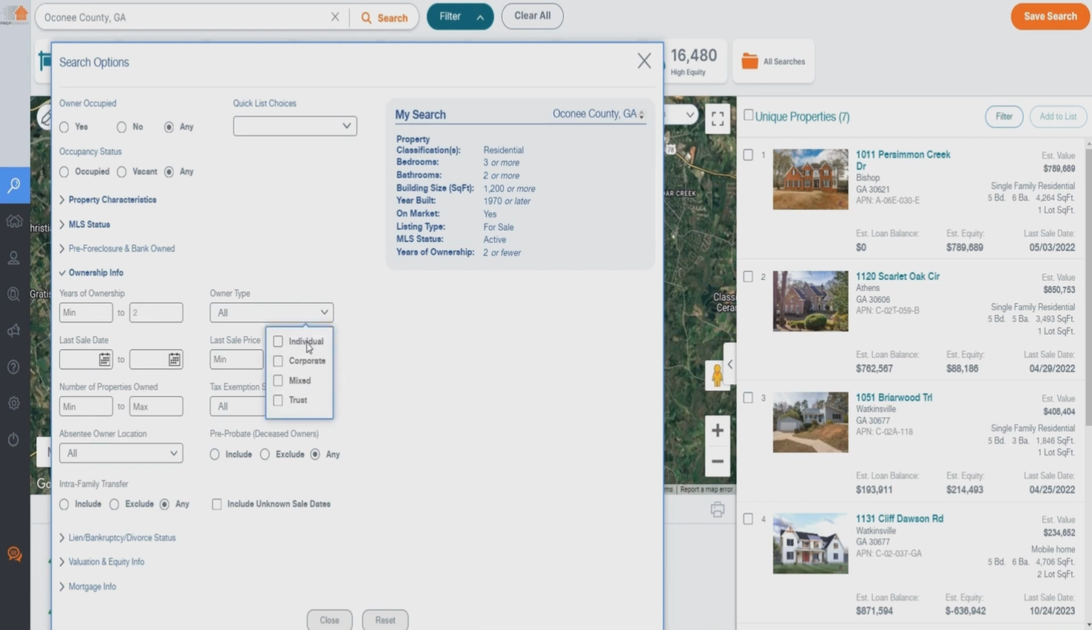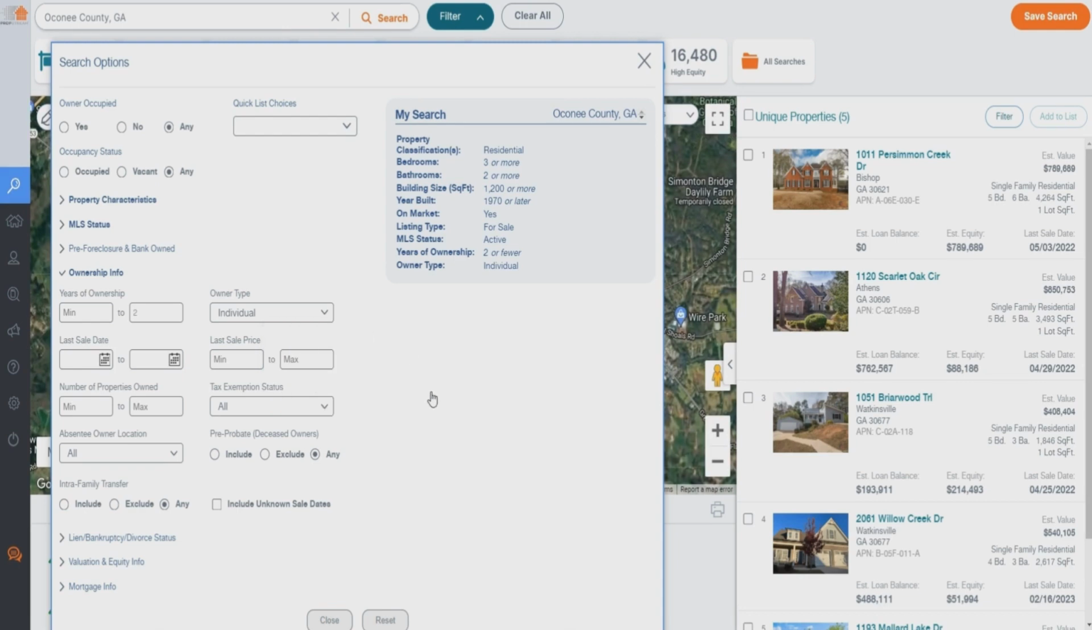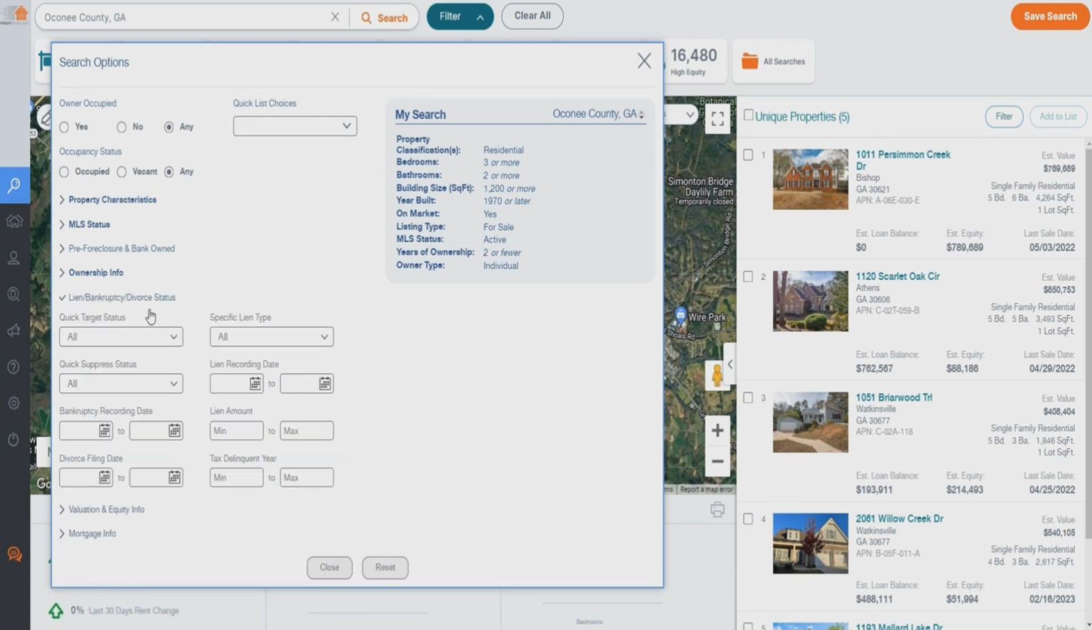Now, for owner type, it makes no difference to me. If you want to stay away from corporate, we can stay away from corporate. Corporate would just be an LLC, for example. So why don't we do individuals? And then for last sale date and last sales price, that makes no difference to us. Do not over filter your PropStream settings, as you are going to limit the amount of properties that are going to be auto-populated. Now, for lien and bankruptcy and divorce status, we'll keep this unchecked for the time being.